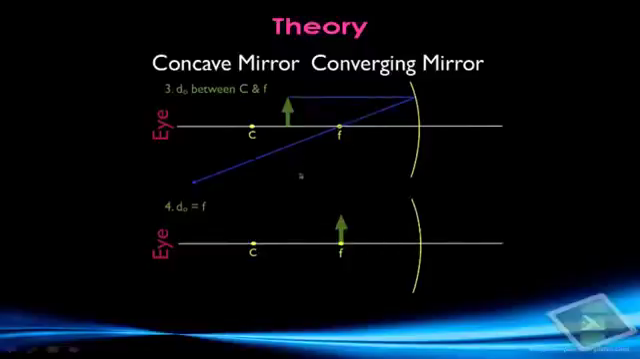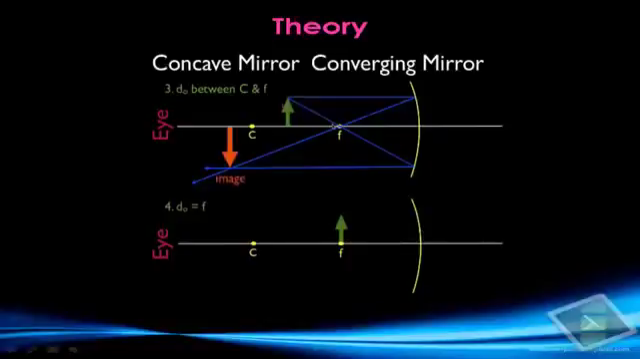The next one goes in through F, comes out parallel. So once again, it must go through this point. You have to draw it through this point. It's not just some random angle or some random ray. It's the one that goes through F, and there is the image.